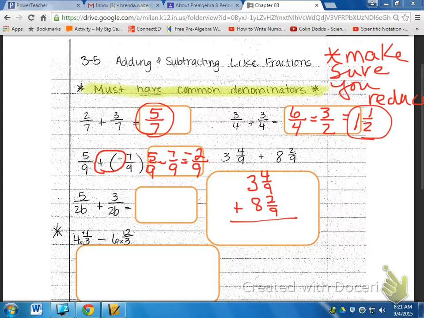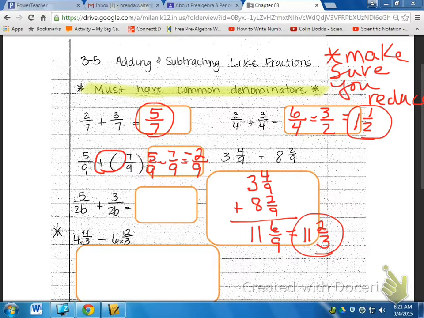So Sienna, if I'm going to do this, what would 4/9 plus 2/9 be? 6/9. And then you would add 3 plus 8 for the whole part, which would be 11. So 11 and 6/9, is that simplified? No, what should it be? Yes, 11 2/3. So when it's plain old addition, I would definitely do that.